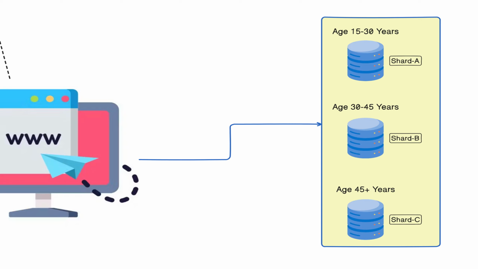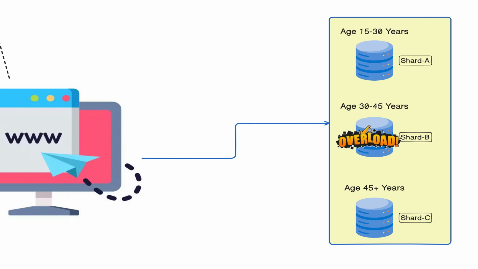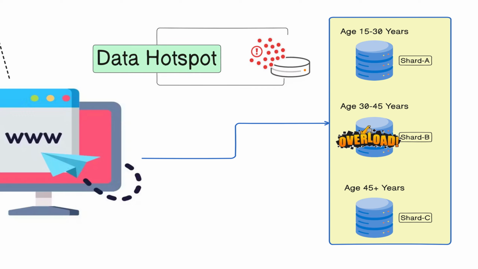On a fitness website, most users are probably between 30 and 45 years old. That means shard B gets overloaded with most of the users, while shard A and shard C stay mostly empty. This creates a data hotspot at shard B. That means shard B does most of the work.